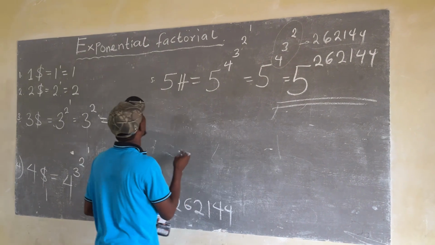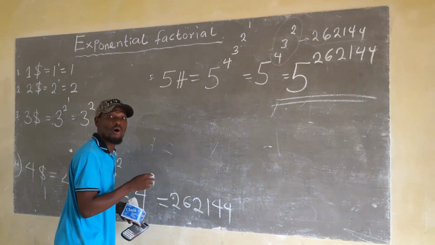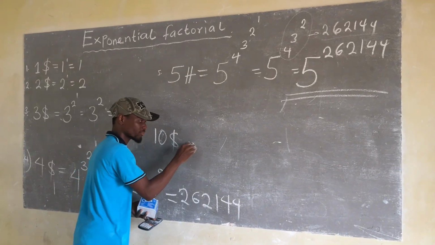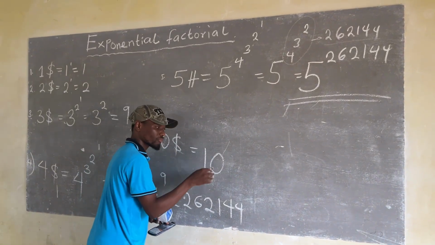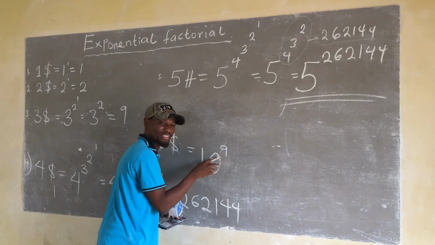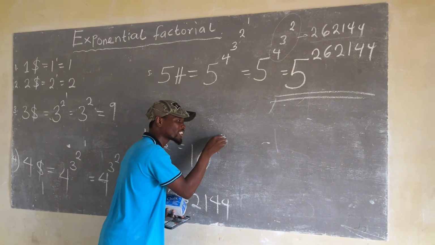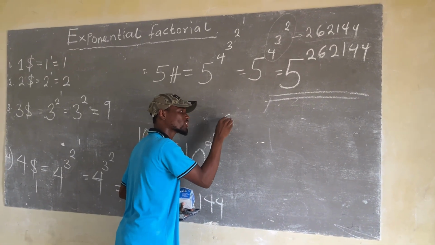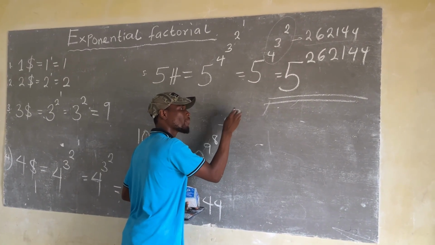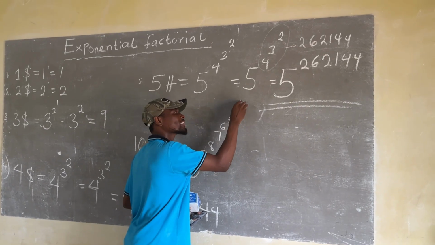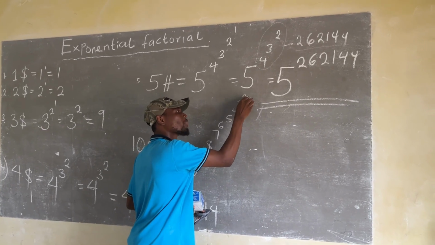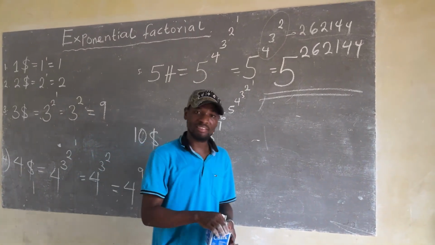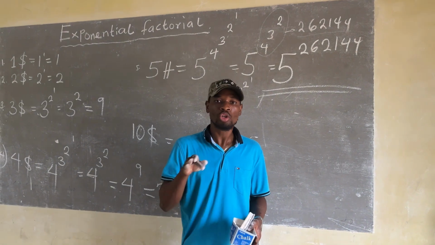When I have the exponential factorial of 10, what do we have here? 10 raised to the power what? 9, because 10 minus 1 is 9. To the power 8, to the power 7, to the power 6, to the power 5, to the power 4, to the power 3, to the power 2, to the power 1. As simple as that. Viewers, this is the end of this simple tutorial.